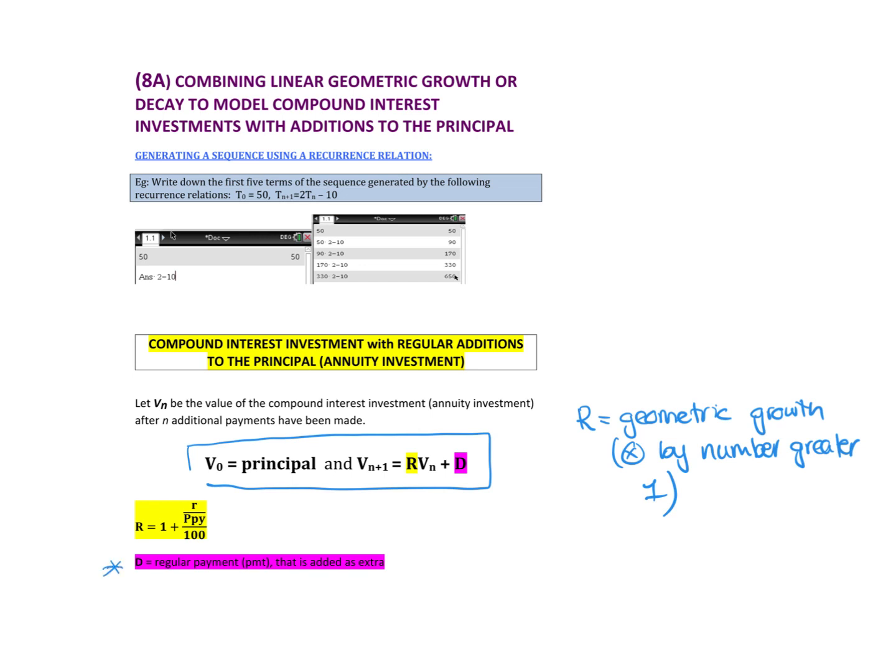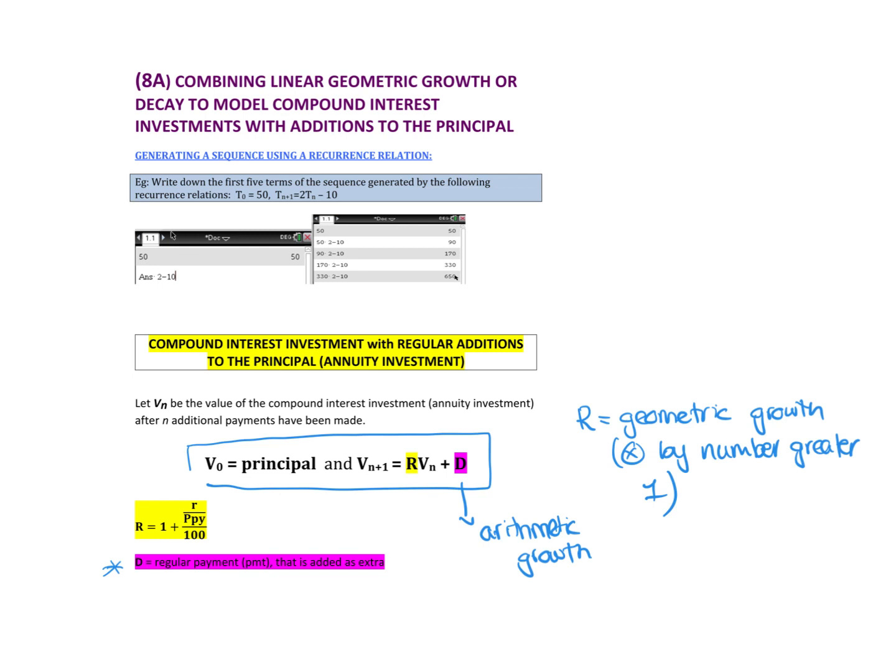So when you're adding that extra payment, you can see here it's represented with a D, and remember, that was like in our arithmetic. So that is like the arithmetic growth, because you're adding. Okay, so that's what a recurrence relation will look like. You'll have it multiplying by a number, and then you'll also be adding something to it.